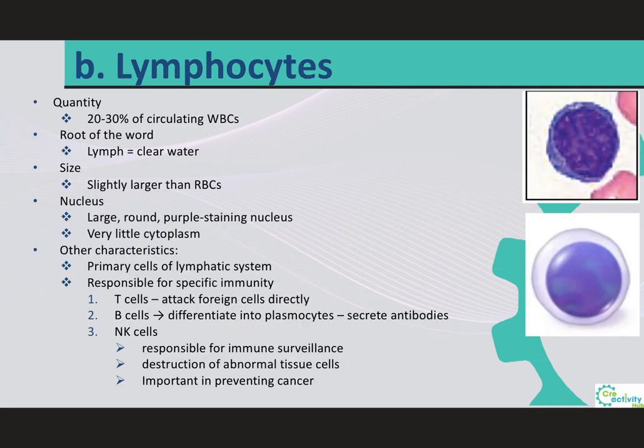Next, we have the lymphocytes. A typical lymphocyte has very little cytoplasm, as we can see over here from this image, with just a thin halo around a relatively large, round, purple staining nucleus. In fact, the word lymph means clear water, and this is exactly what's represented here on this image. Lymphocytes are usually slightly larger than a red blood cell, and they will account for about 20 to 30% of the white blood cell population. So it's a big chunk of the white blood cell population.